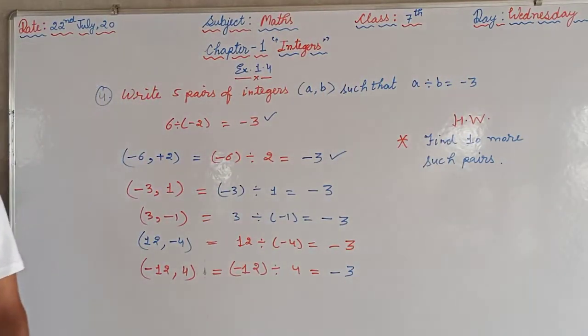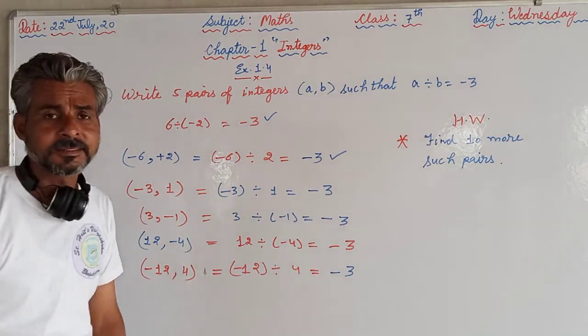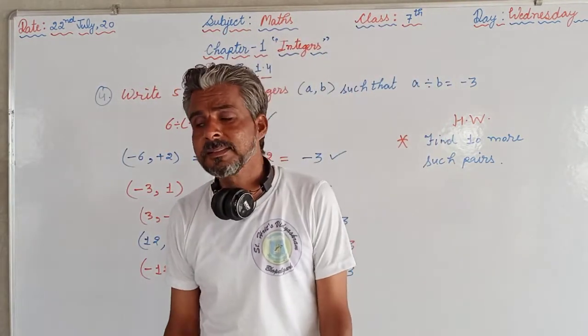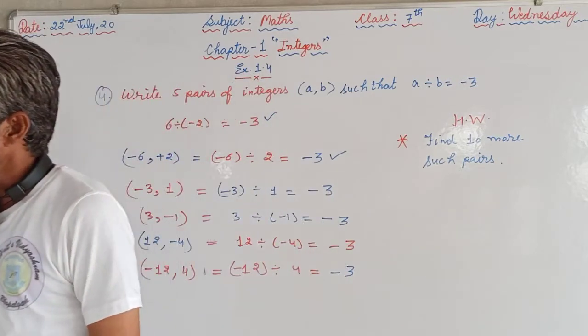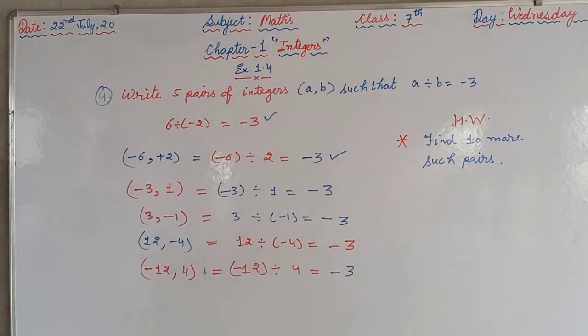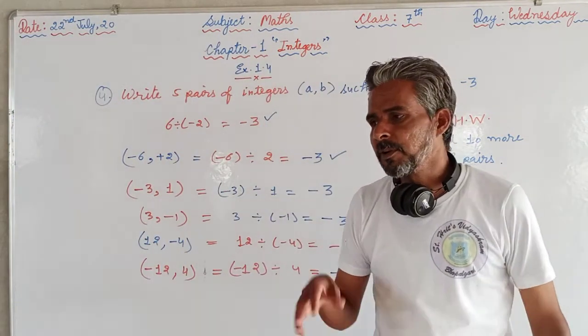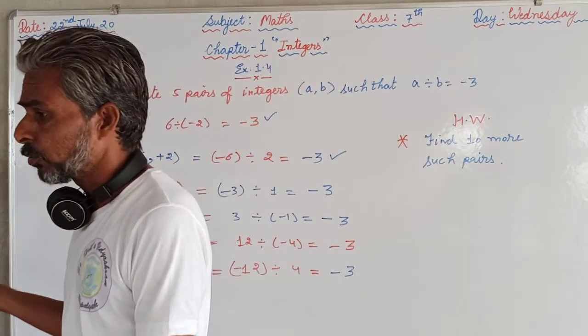I hope that you will complete the exercise, the questions given up to exercise 1.3, as well as you are supposed to start exercise 1.4: question number 1, question number 2, question number 3, as well as question number 4. The remaining questions, the word problems, will start from the next question, that is question number 5.